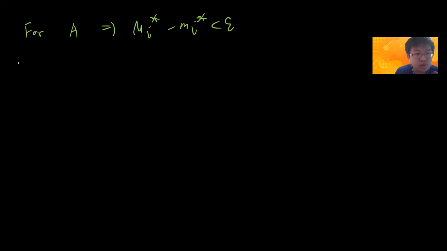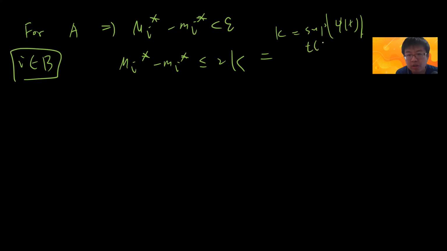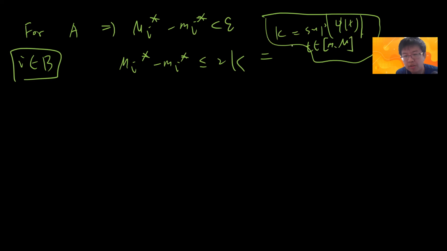How about B? So now I need to control B, right? So for B, I get this. I can still bound this, right? Because I can take K to be the sup of phi of t, right, where t goes from small m to large M. Because phi is a continuous function, on the compact set the sup exists, right? So the largest and the smallest are bounded by two times this.